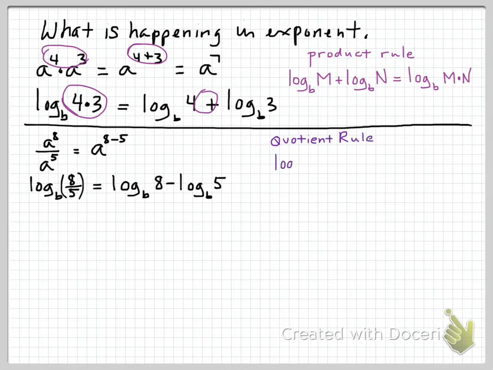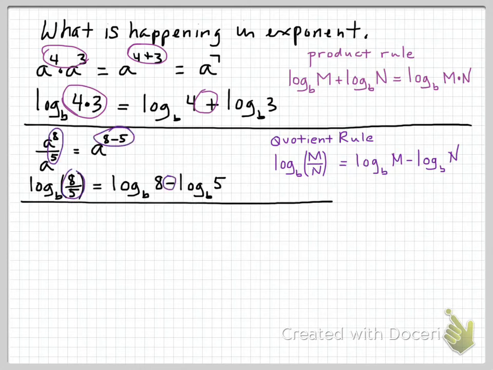So in the exponent, you realize that if you're doing division, you can do subtraction to the exponent. So if I'm doing division in my logs, I can do subtraction with my logs. All right, so that's the quotient rule. And this rule is true if the b's are the same.